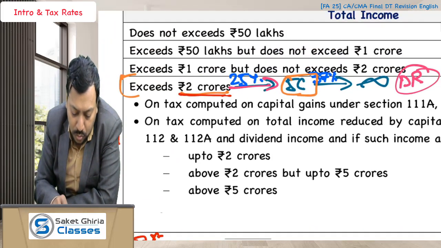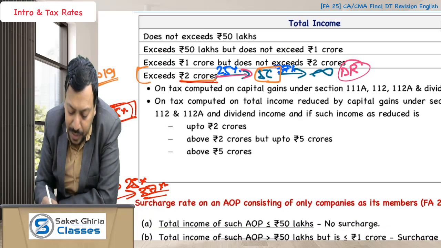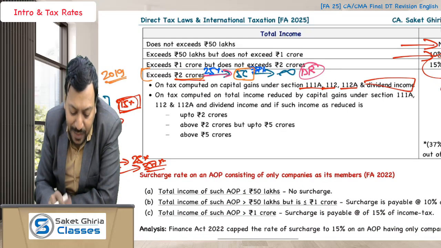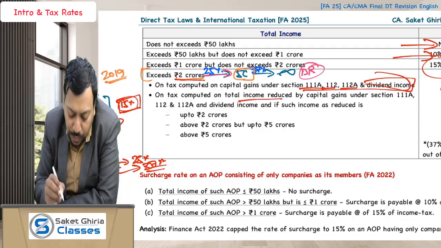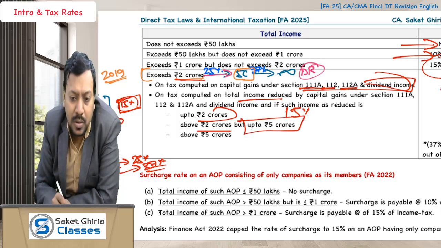Okay, so read this quickly. On the tax computed on capital gain under section 111A, 112, 112A and dividend income, surcharge is capped to 15%. On tax computed on total income after reducing these four incomes, if such income is up to rupees 2 crore, then 15%. If such income is beyond rupees 2 crore but up to 5 crore, then sir, why 5 crore?